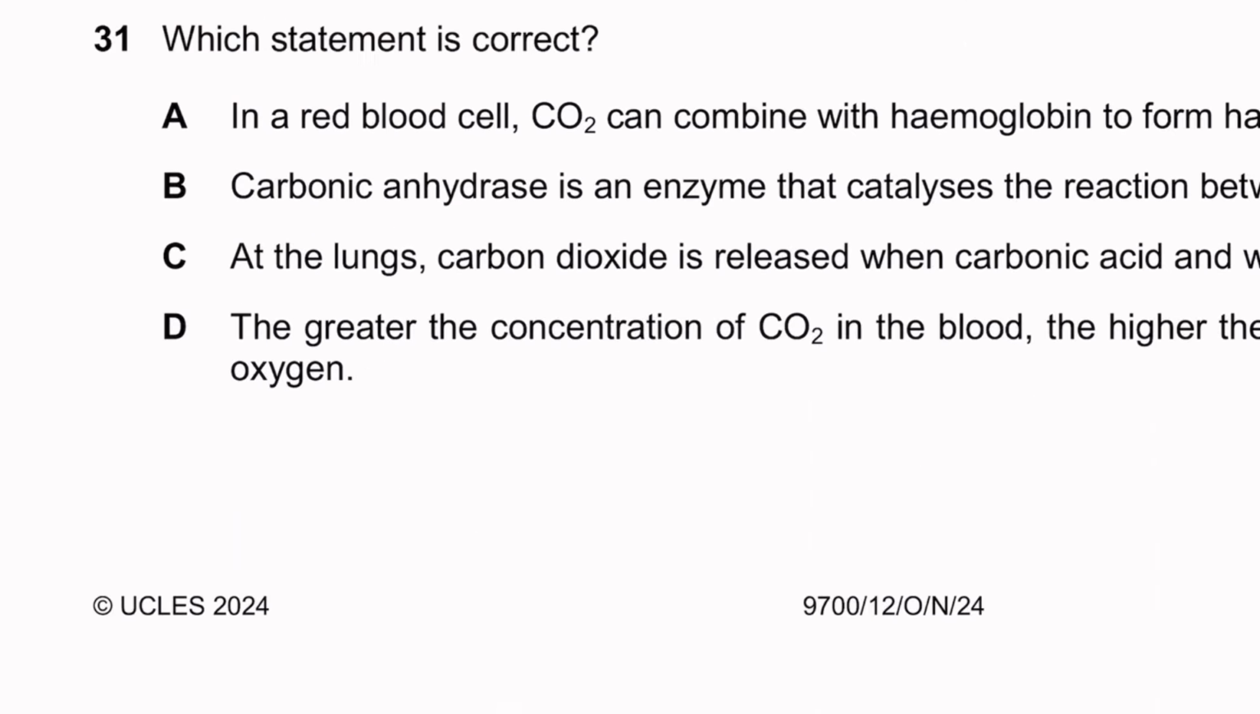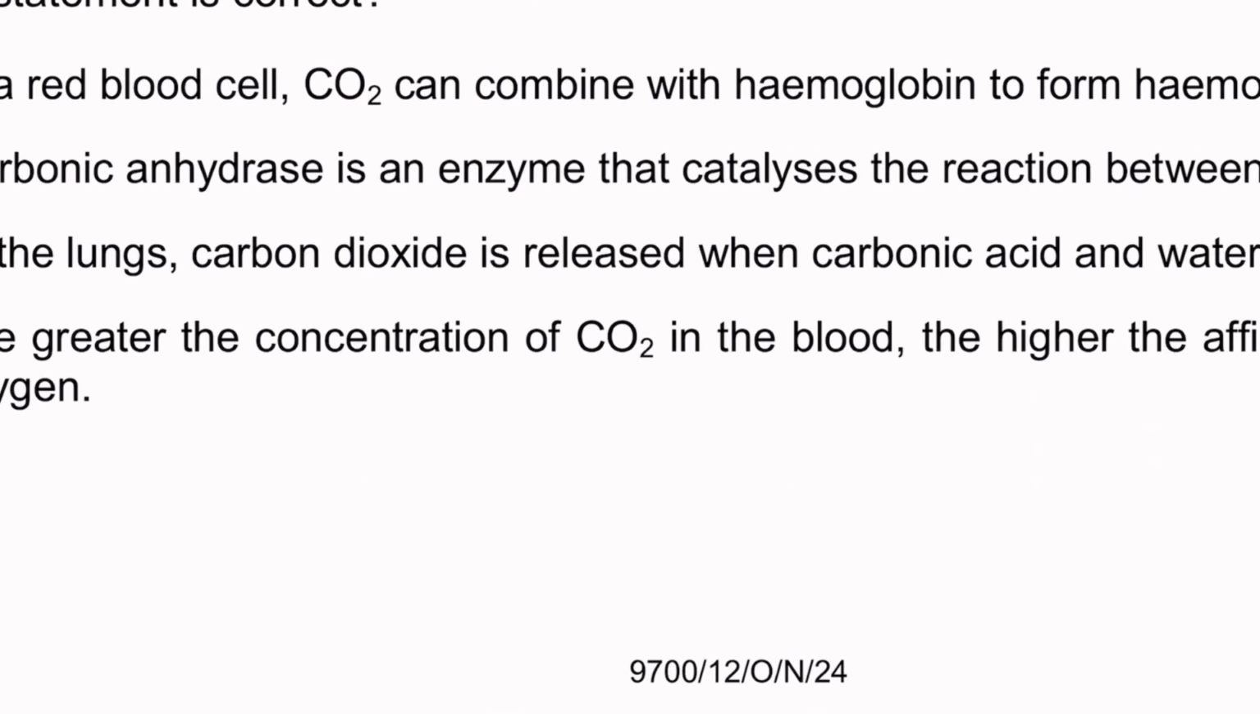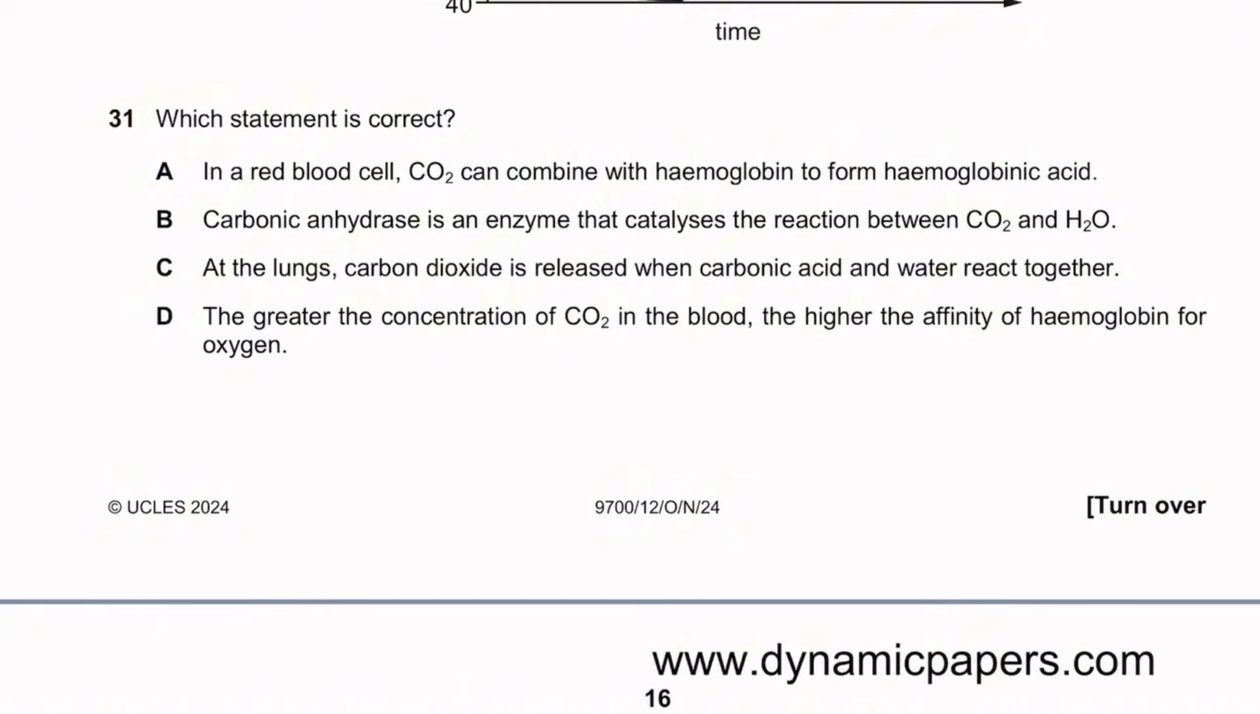Moving on to 31, which statement is correct? In our blood cells, CO2 can combine with hemoglobin to form hemoglobinic acid. Wrong, hemoglobinic acid forms from hemoglobin combining with hydrogen ions, so A is wrong.